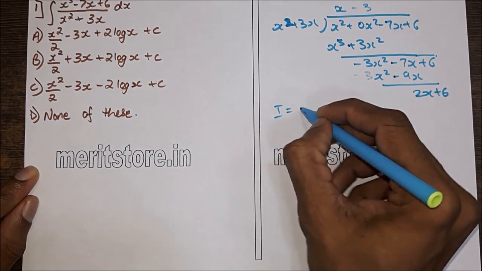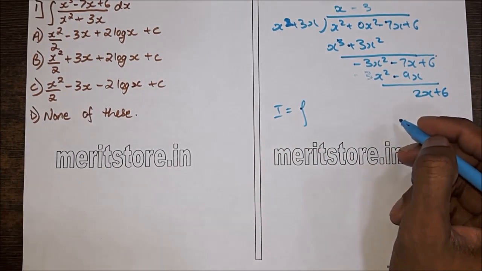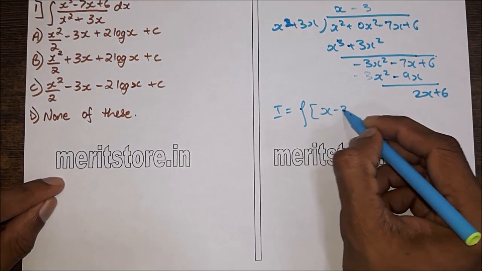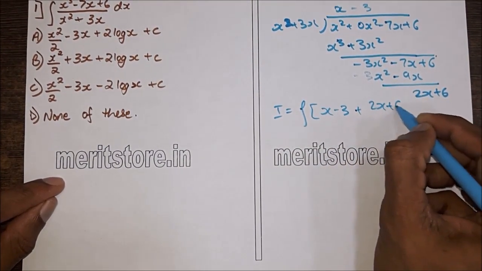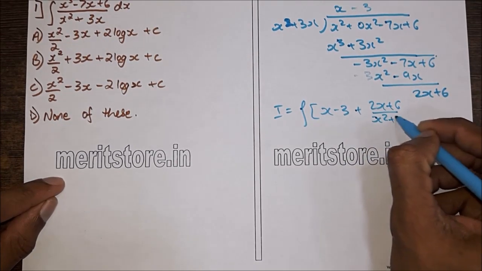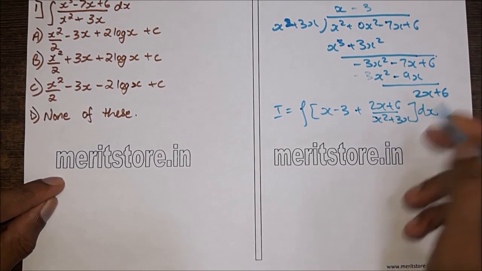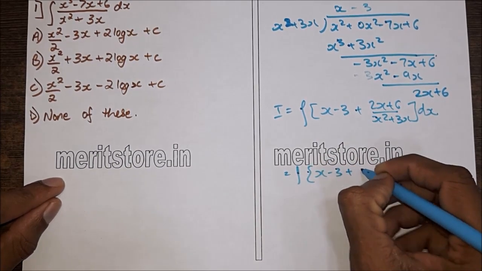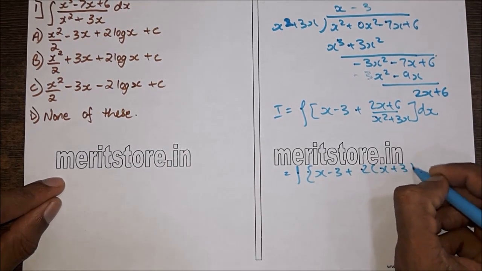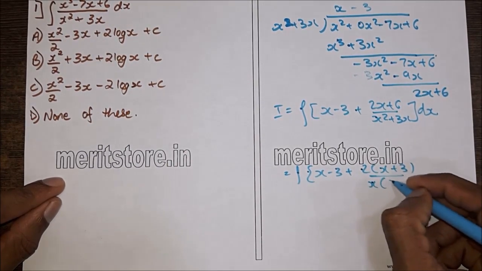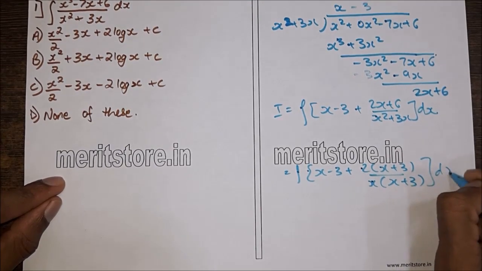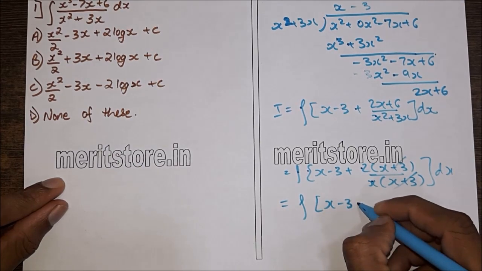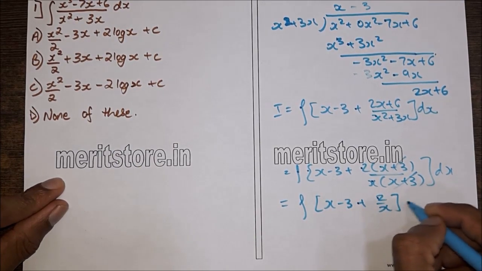So we get I equal to, we can write this as divisor, integral of x minus 3 plus (2x plus 6) upon (x square plus 3x) dx. Further, we can simplify as x minus 3 plus 2(x plus 3) upon x(x plus 3). Cancelling, we are left with integral of x minus 3 plus 2 by x dx.